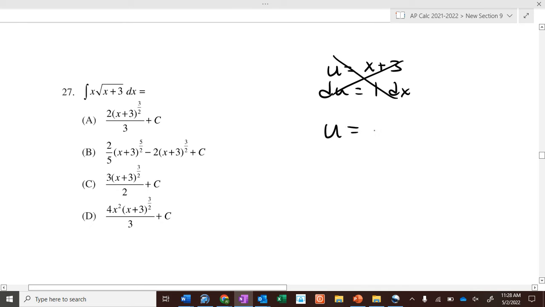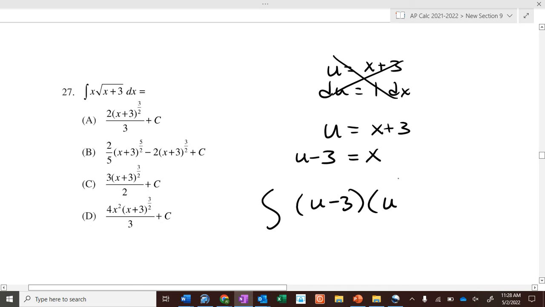So you still say u equals x plus 3. So x equals u minus 3. So what is this really? Well, it's the integral of u minus 3 times u to the what power? X plus 3 is to the what power? The square root. So it's u to the 1/2. So if we distribute, it's u to the 3/2 minus 3u to the 1/2 that we're going to take the integral of.